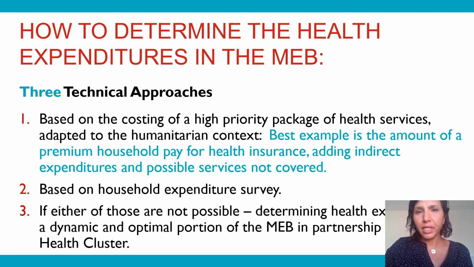So knowing this, and knowing that there are health-related expenditures, how then do we determine the health portion of the MEB? There are three recommended technical approaches. The first approach is based on the costing of a high-priority package. The second approach is based on the household expenditure surveys. And in the absence of either of these two approaches, the third approach is using the health expenditure as an optimal portion of the MEB. I will go into more detail on each approach.